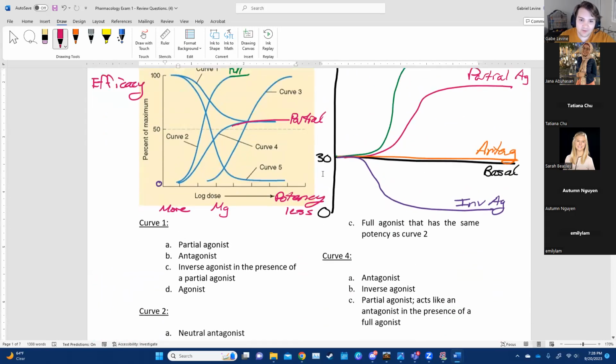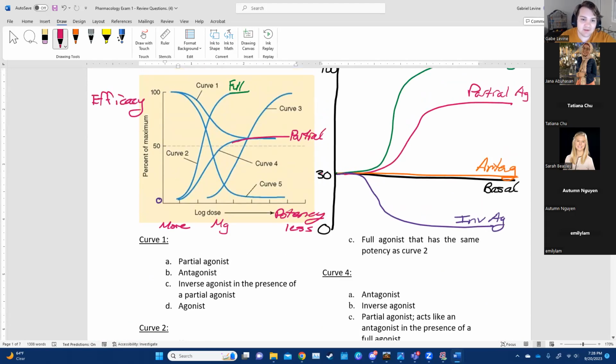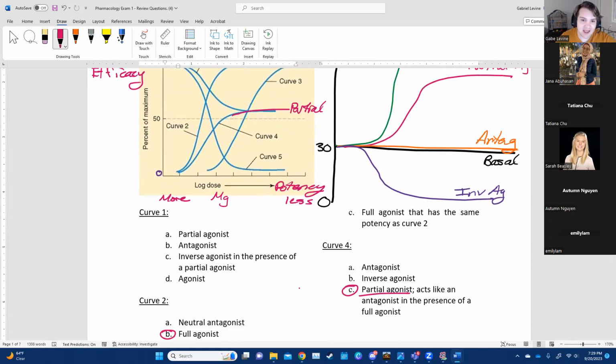Looking at curve 4, once again, we can see that curve 4 goes from 0, and it has a partial response when compared to the full agonist. So this would be a partial agonist, which we know can act like an antagonist in the presence of a full agonist.